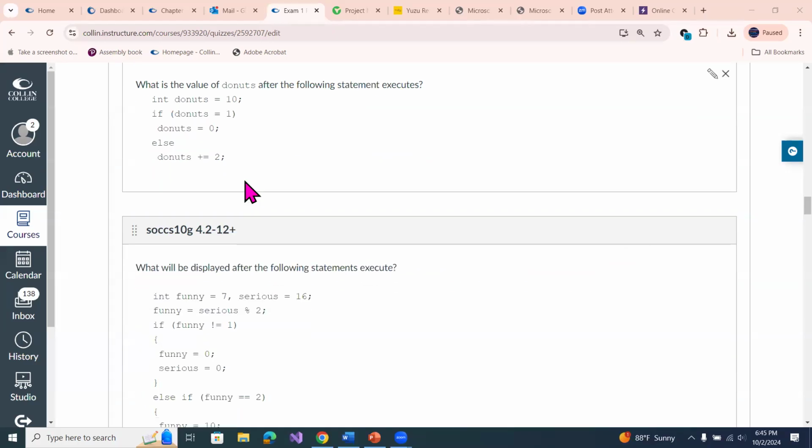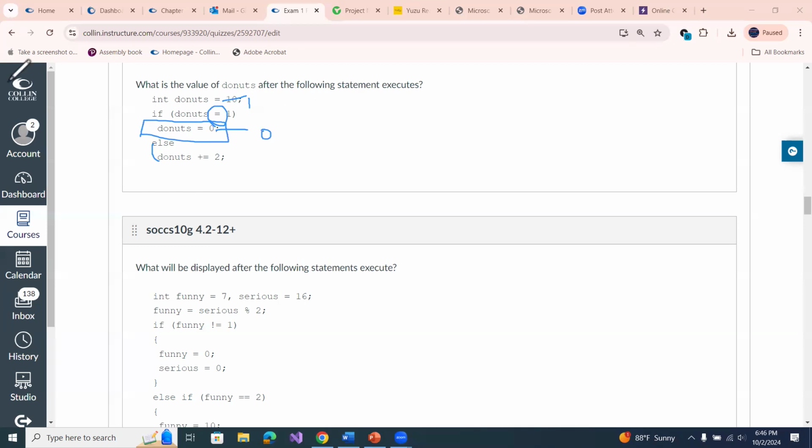What's the value of donuts after the following statement executes? So here you have donuts = 10. Again, they just have one equal sign. Since they only have one equal sign, it's always going to do this line. It's never going to do this line here. So it assigns 1 to donuts. Donuts becomes 1 here. And then here it changes it to 0. So it's going to be 0.